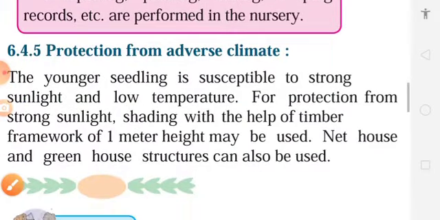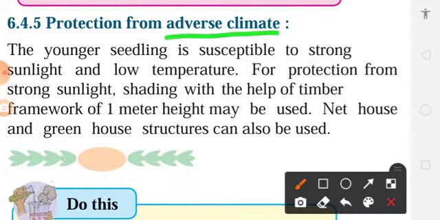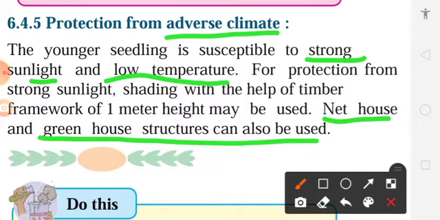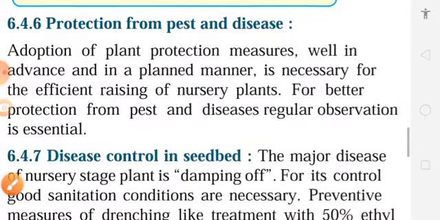Then also we have to protect the seedlings from adverse climate. Adverse climate means strong sunlight, very hot temperature, and also very low temperature. If the temperature is below 7 degrees centigrade, it will directly affect the growth and development of the plant, and the plants may die. In that case we have to give protection, and for that purpose a net house or greenhouse structure can be used. So this is about protection of the plant in the nursery.